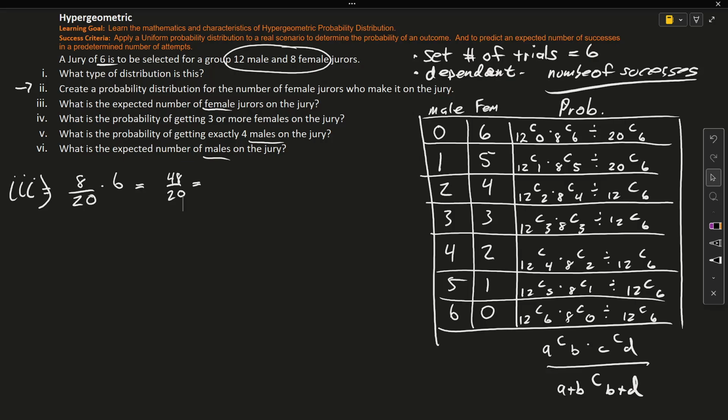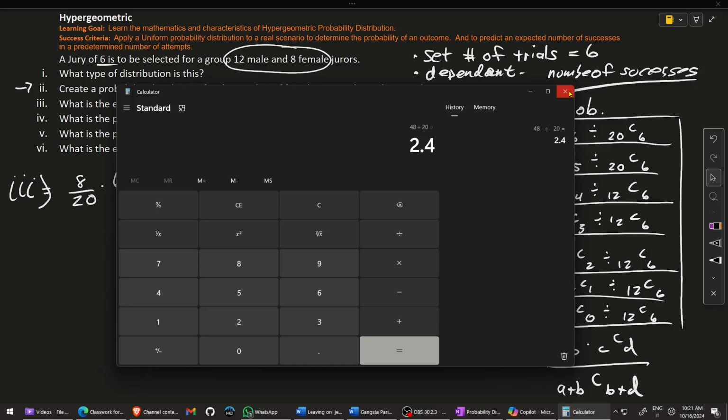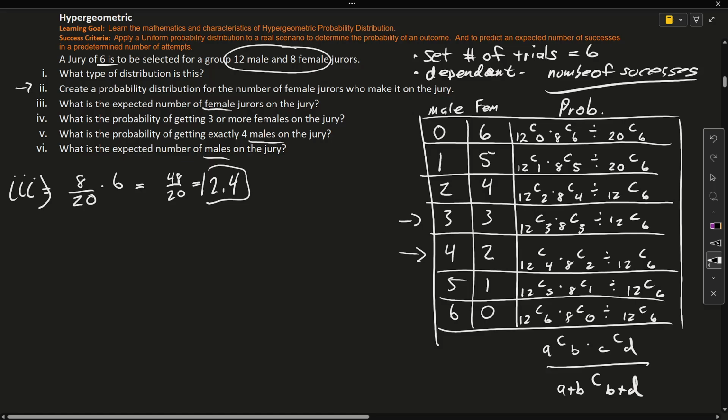Like 2 point, what is that? 2.4, something like that. Yeah, 2.4. Just pulled up my calculator here. So 48 divided by 20, we're going to get 2.4. So I was way off before when I was just saying 4. So the expected number of female jurors is sort of 2, but we could also maybe get a 3, right? And so that's why we would say 2.4.